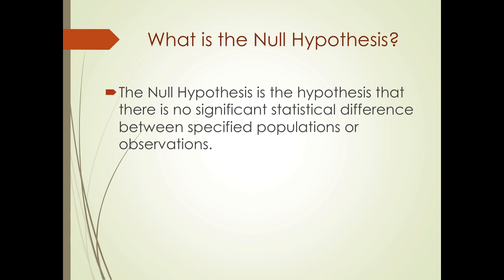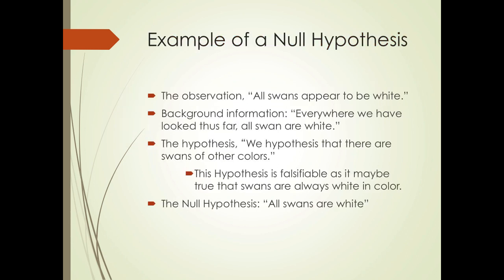The null hypothesis states that there is no statistical difference between specified populations or observations. So what this means is that no matter where we look in our example, we will always find white swans. Therefore, our null hypothesis is all swans are white.